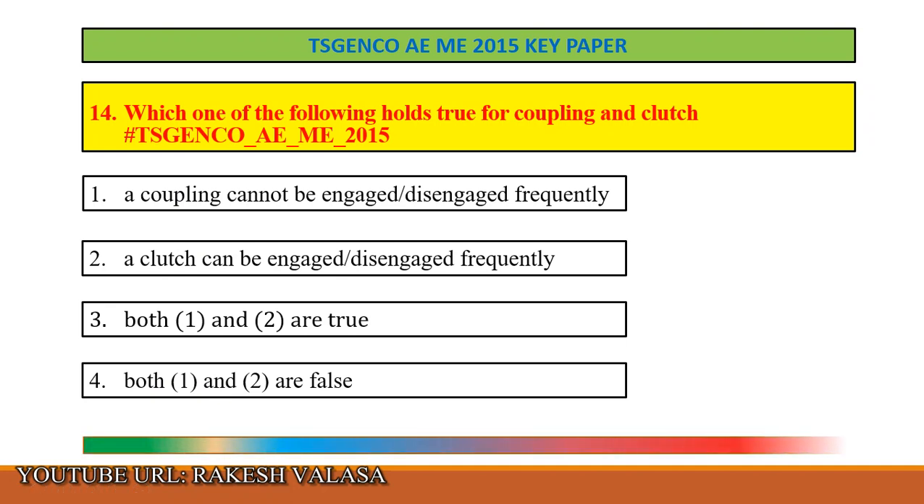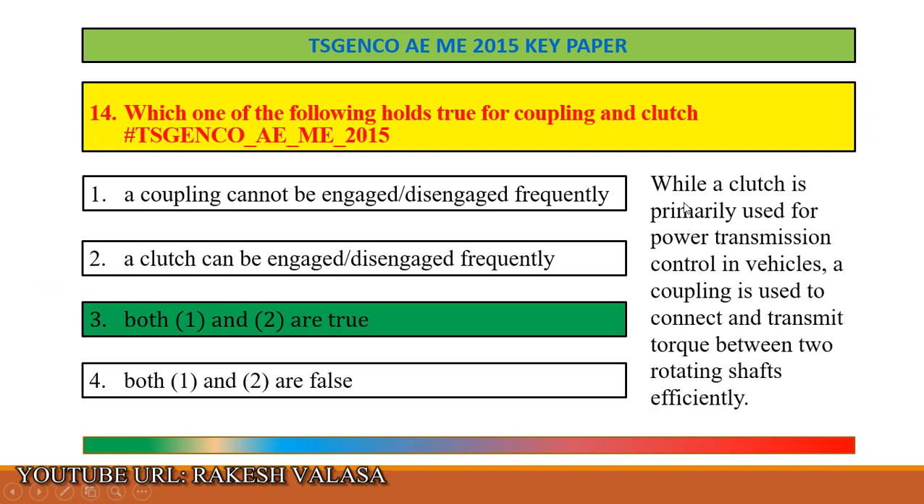The correct answer is option 3. Both 1 and 2 are true, because the function of a clutch is to be engaged or disengaged. A coupling cannot be engaged or disengaged frequently, while a clutch is primarily used for power transmission control in vehicles. A coupling is used to connect and transmit torque between two rotating shafts efficiently.